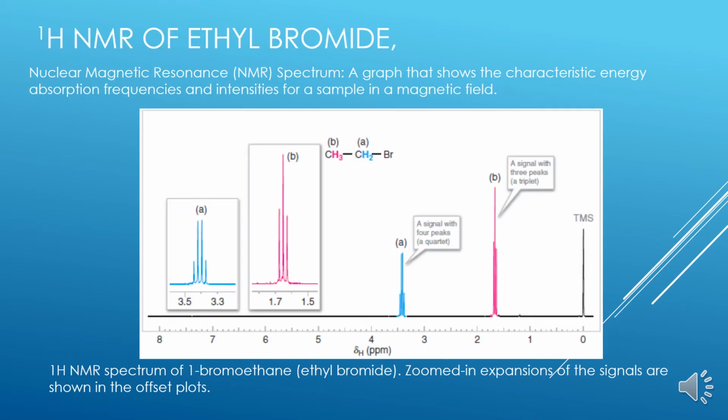Okay, now let us discuss the NMR spectra of the ethyl bromide molecule. This molecule is prescribed in your syllabus also. The molecular formula of ethyl bromide is C2H5Br. Here this ethyl bromide molecule has two different protons. One is labeled as A, the second one is labeled as B.